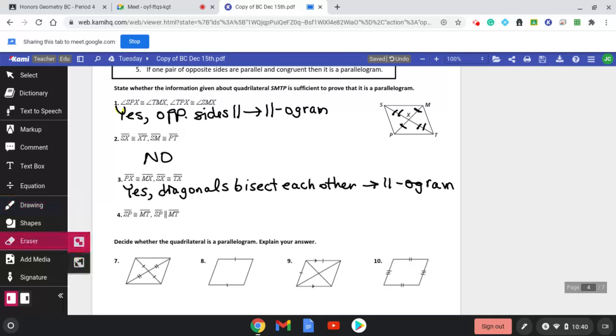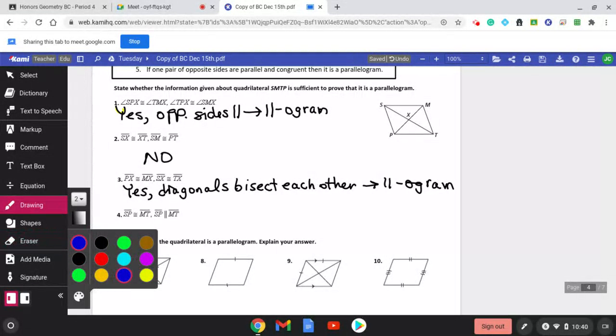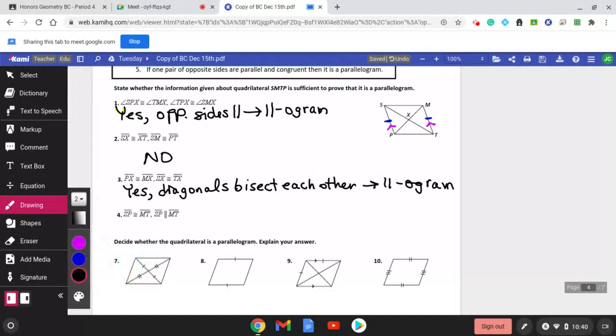One more to see if it makes a parallelogram. This is good practice going into our proofs. All right, next, what am I looking at here? I got SP congruent to MT, and I also have SP parallel to MT. I'm not going to call on anybody here because it's the first time I'm showing you this. This is our special case, guys, where the same pair of opposite sides are both congruent and parallel. This will form a parallelogram.